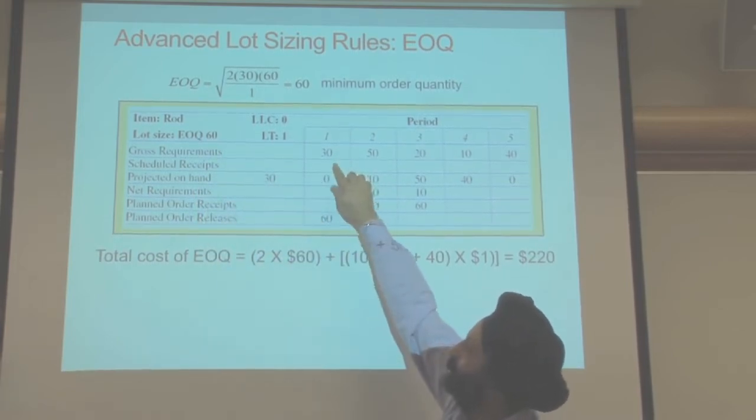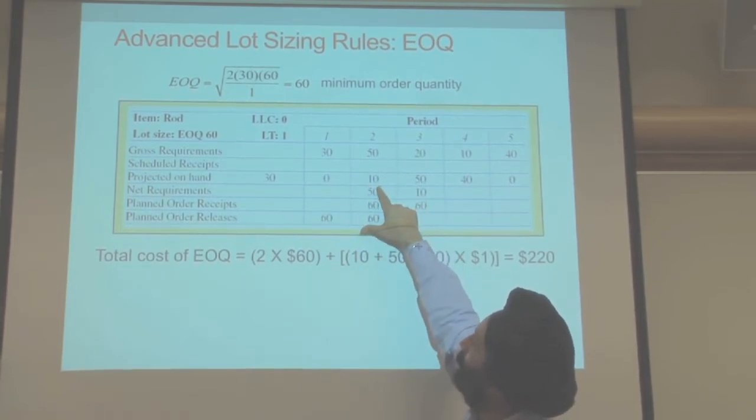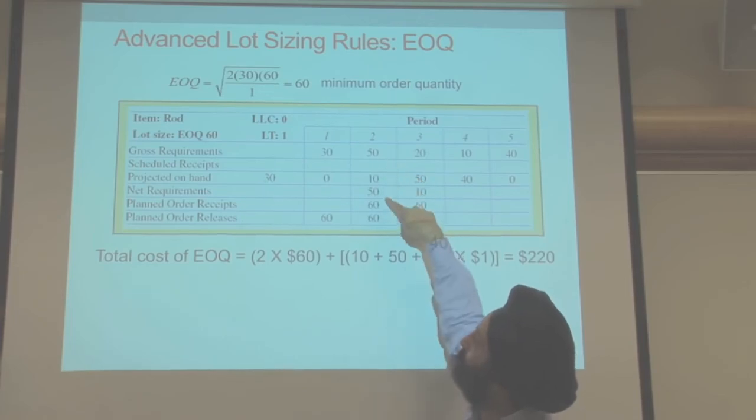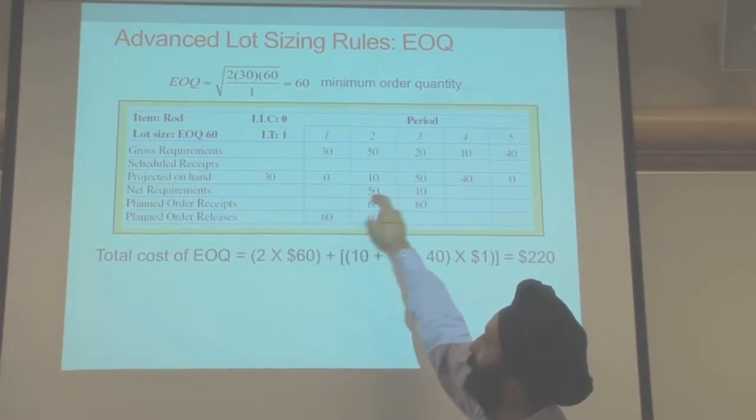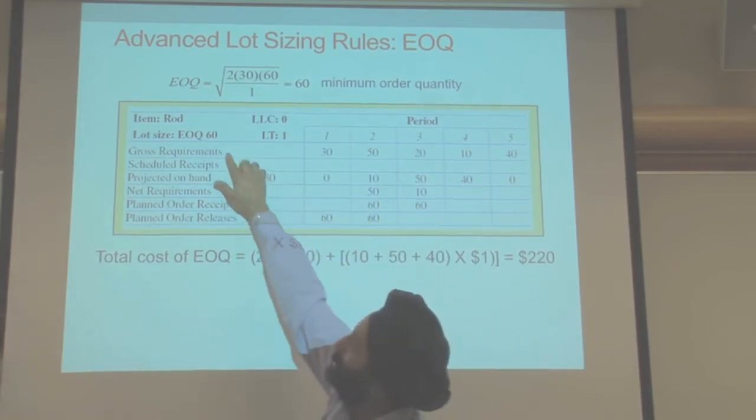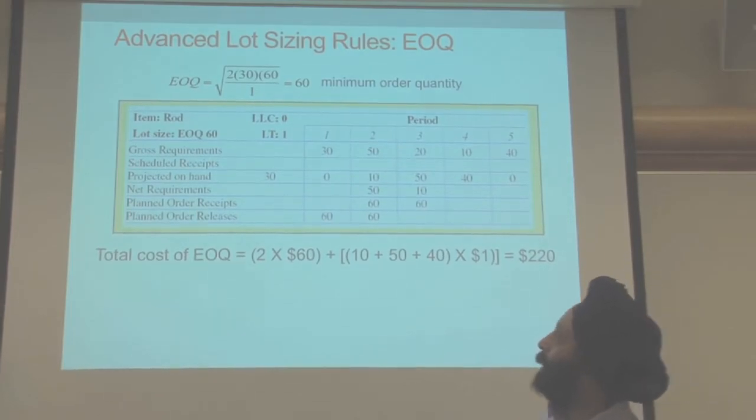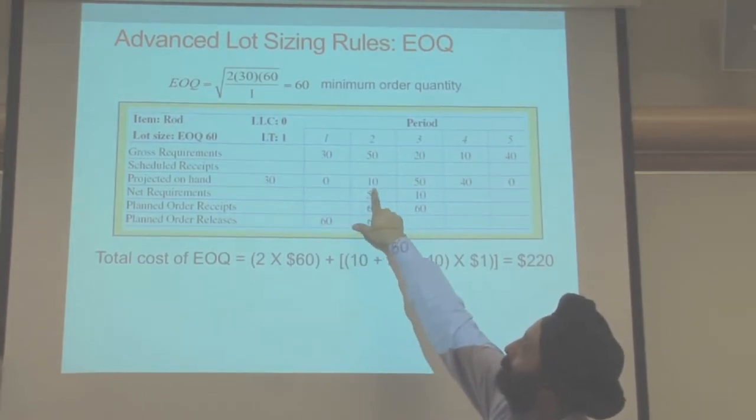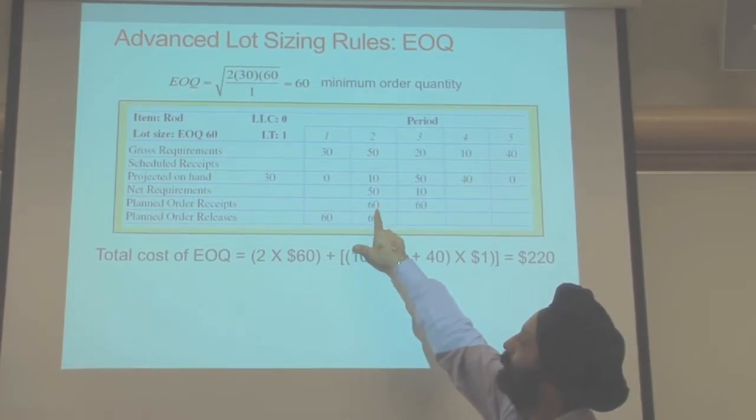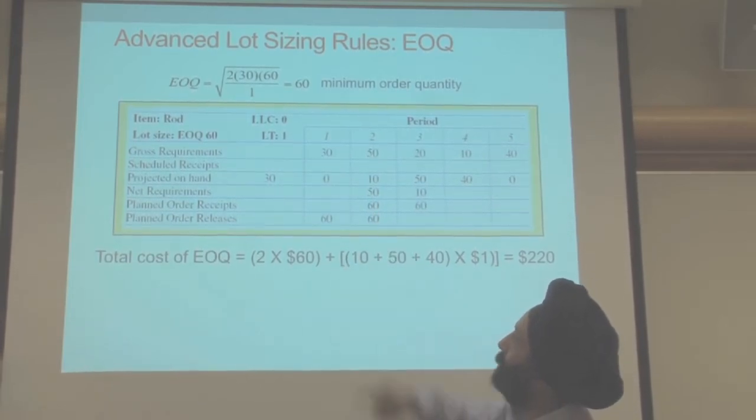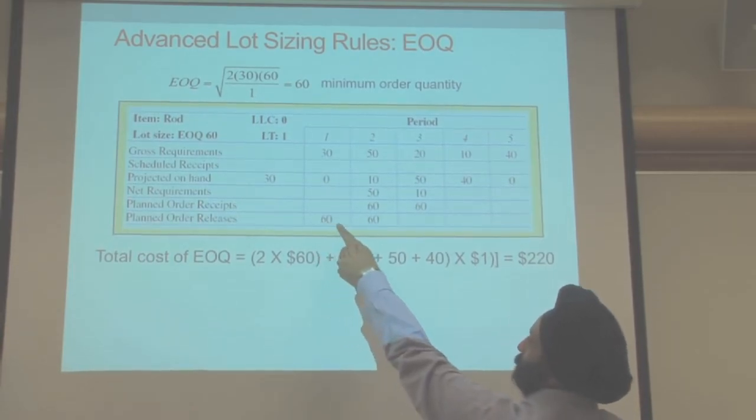So over here there is 0 net requirement. Then moving on to 50, that 50 translates into the net requirement since we have 0 on hand, but we order the minimum order size of 60 because of the economic order quantity. So that gives us a projected on hand of 10 units, and if we plan to receive the order of 60 in period 2, you plan on releasing it a week before.